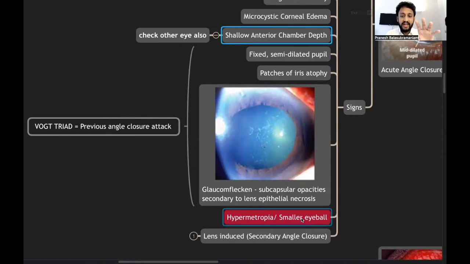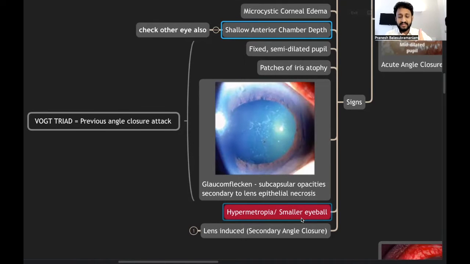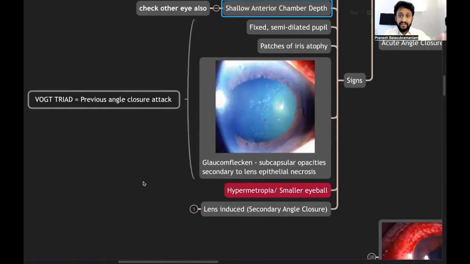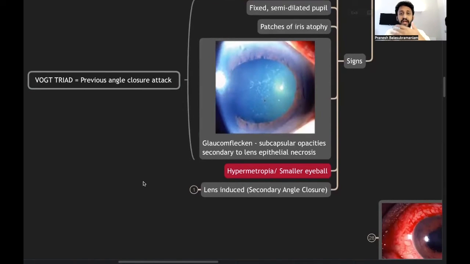Always look for the other eye. Look for a shallow AC, shallow anterior chamber depth. Look for smaller eyeballs or high hypermetropias. Because of axial hypermetropia, the eyeball is going to become small, with crowded anterior chambers, more risk for angle closure. What I was talking about so far is primary angle closure. Now we're going to talk about secondary angle closure, which means there's a secondary cause which is causing the angle closure.